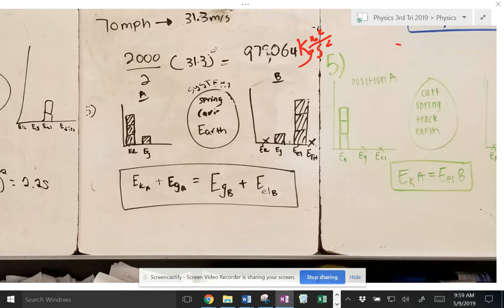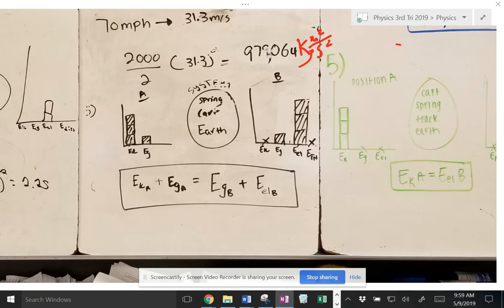I guess. Okay. So you have it, but it's not changing. Why is it not changing? Because the gravity stays the same the whole time. Things aren't going up or down. Yeah. Okay. So we could simplify it and say EKA equals ELB.